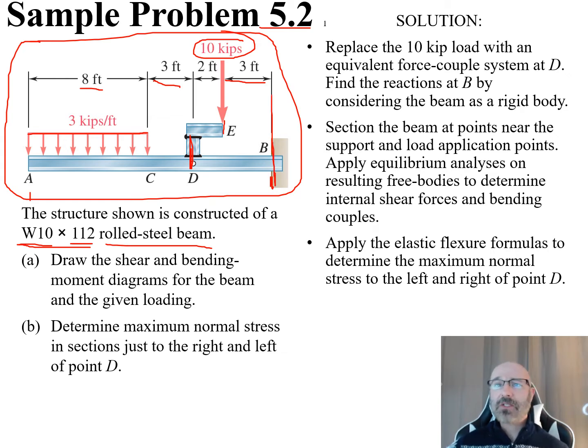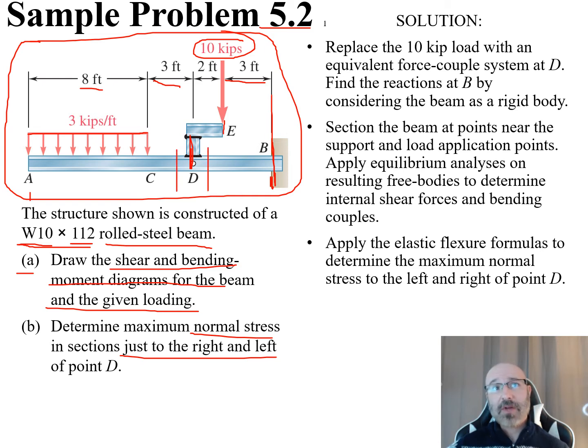So what are they asking us to solve for? Well, they want us to solve for 2 different things in this problem right here. In part A, they want us to draw the shear and bending moment diagrams for the beam and the given loading. So this is similar to what we've done in some of the previous problems in module 7.1. And then they also want us to determine the maximum normal stress in sections just to the right and the left of point D. So right there and right there, we'll be taking some sections right there.